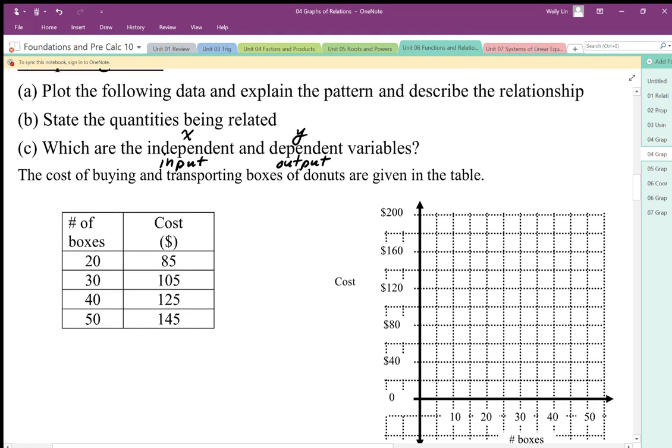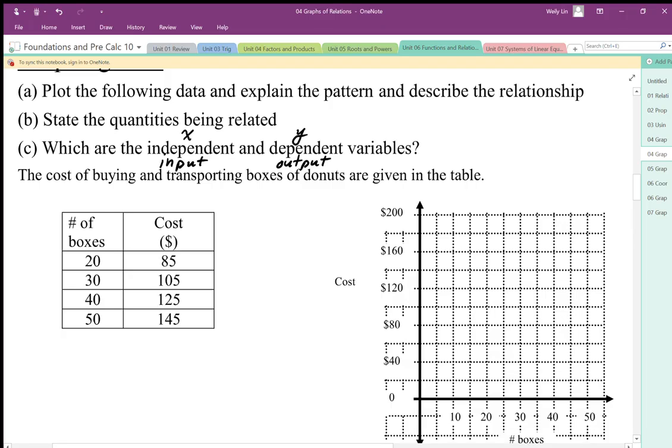So we want to plot the data and figure out the relationship. We want to know the quantities being related. In this case, we're relating the number of boxes of donuts to the cost of transporting. Okay, so the cost of buying and transporting these boxes of donuts. These are the quantities being related.